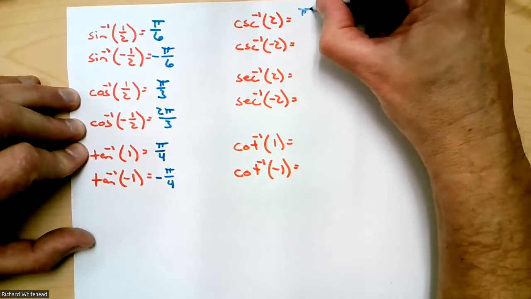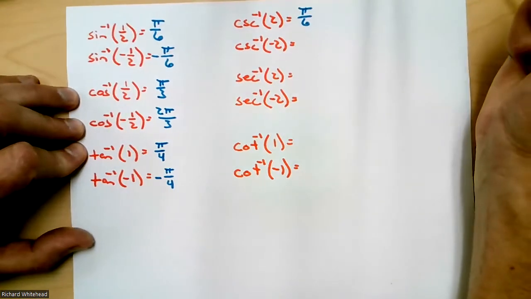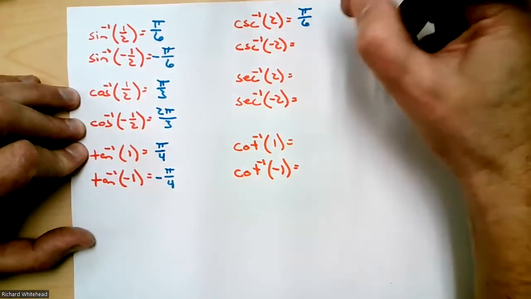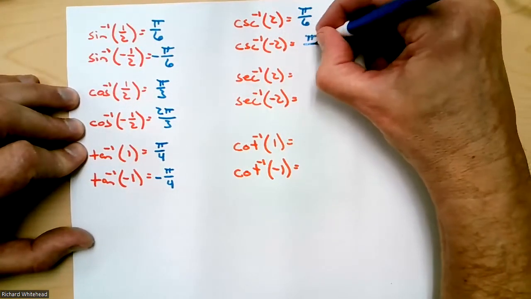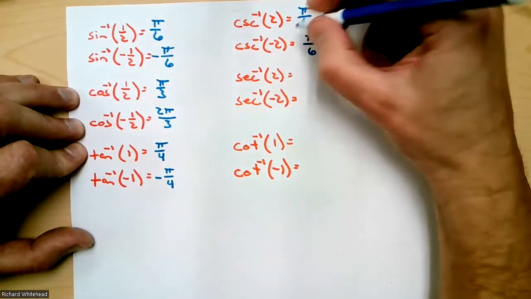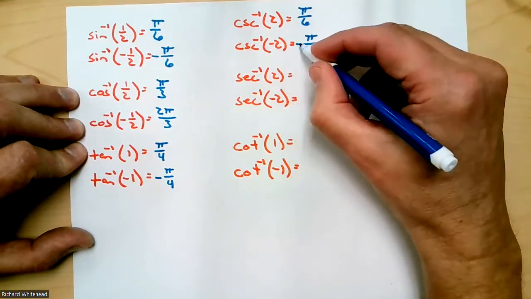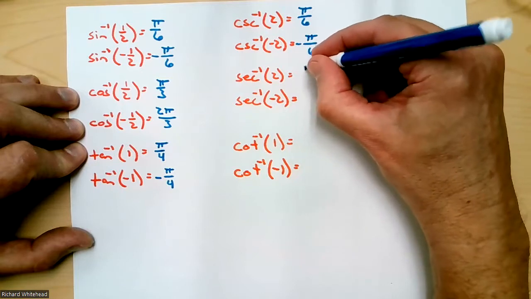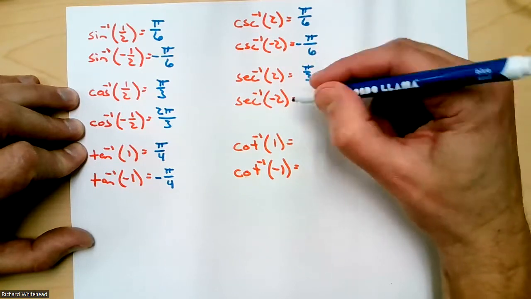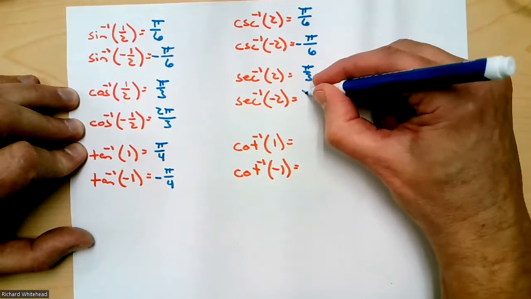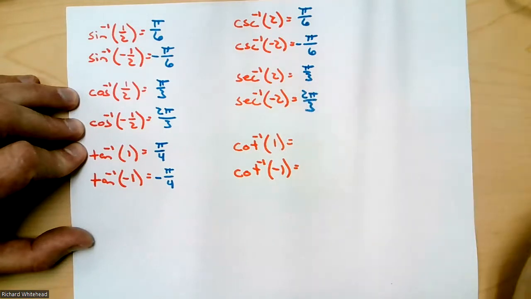Same thing here. What angle has a cosecant of 2? Well, that's pi over 6. Cosecant of negative 2. Cosecant is first and fourth, so when it's negative, you do the negative reference. So that guy's going to be negative pi over 6. Oh no, secant of a negative, you do regular second quadrant, so that's going to be 2 pi over 3.